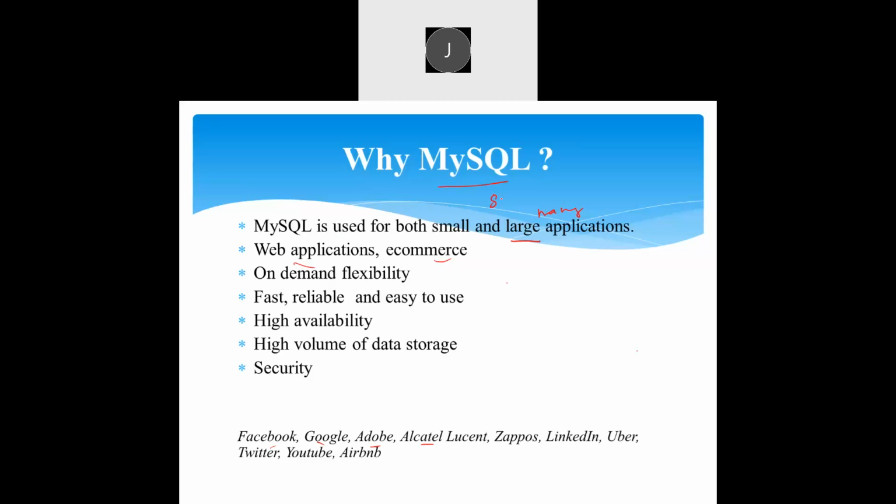It's just a data storage unit, right? Database means it's a storage unit. On demand flexibility, you can access it anytime, and it will not go into a maintenance stage and all. So it is flexible. It is fast, reliable, and easy to use. Reliability means once the data is stored, it is always permanent. Any relational database is like that. It is highly available: when you retrieve the data, it will give the data to us. You can store a huge volume of data, and it also has security features.